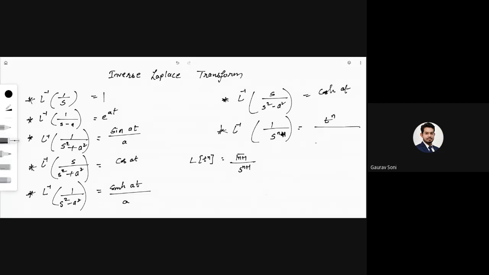gamma of n plus 1. Gamma of n plus 1 is a constant, so I can adjust it anywhere. So Laplace inverse of 1 upon s raised to n is t raised to n minus 1 upon gamma of n. This is the formula that we will always have. Take the screenshot and keep it with you. As you will be solving examples, we'll need this.